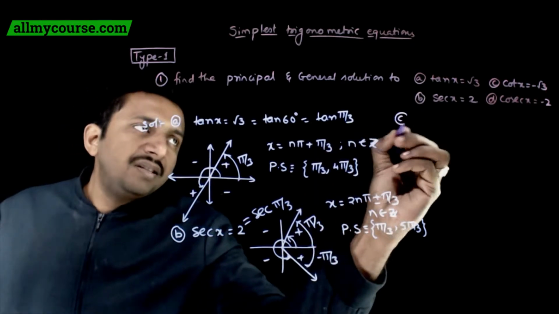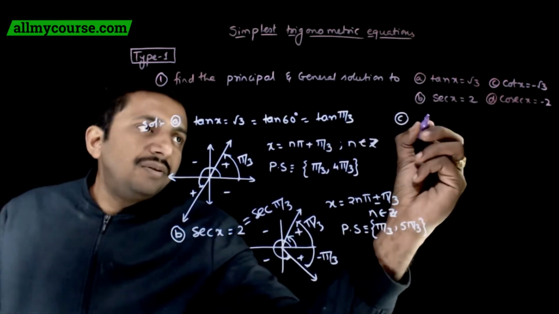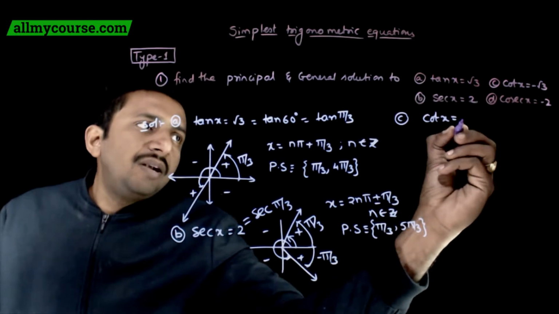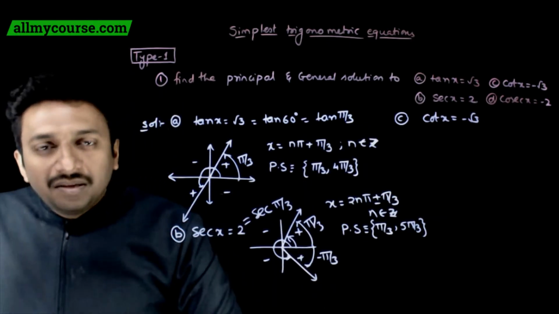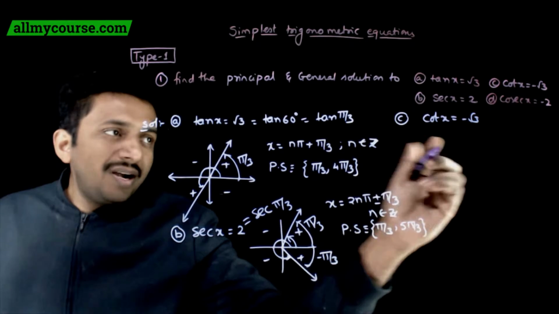Now let us go for the third. Cot x is equal to minus root 3. So what is the quadrant diagram for cot x?